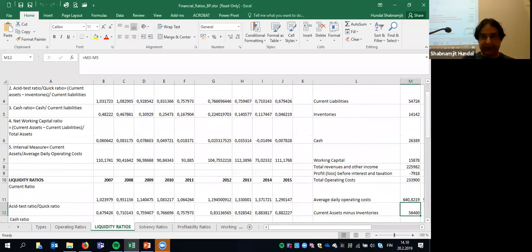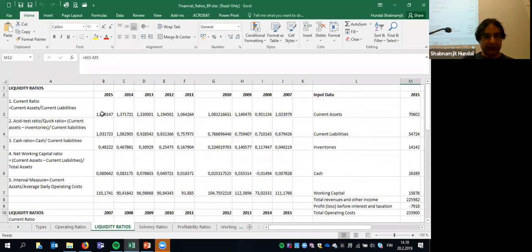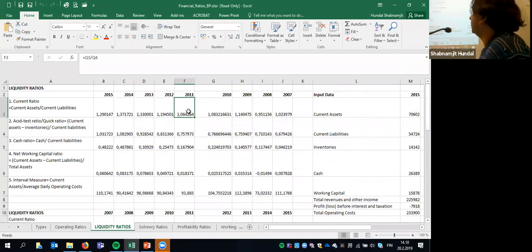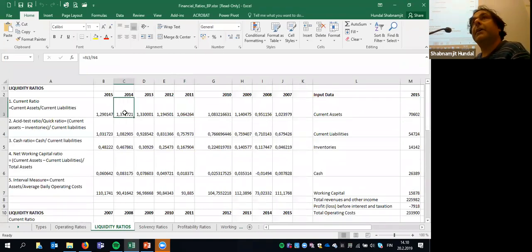And where is the current ratio? It has never been close to 2. The best it has been close is 1.37, but I'm not worried about it because BP is a B2B company majorly. The gas stations are basically franchised rather than run by BP. So most of BP's operations are B2B. For a B2B company, this is not a big problem.